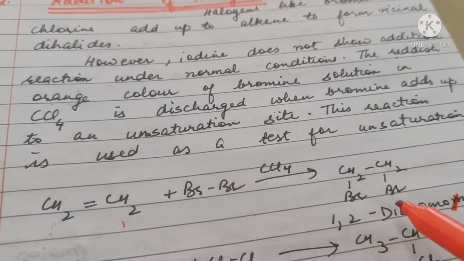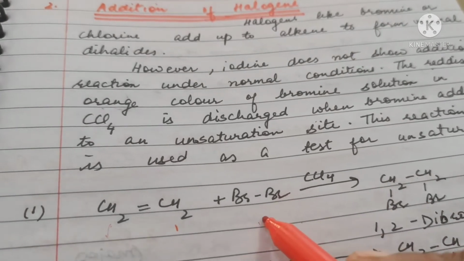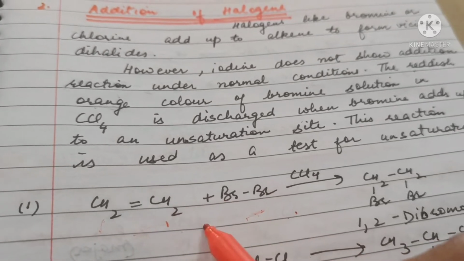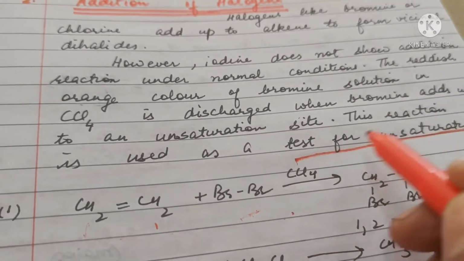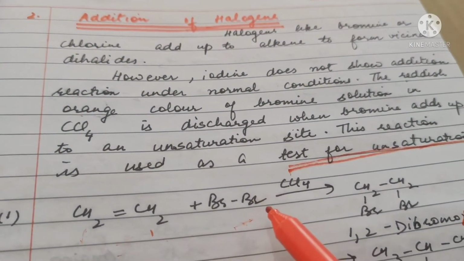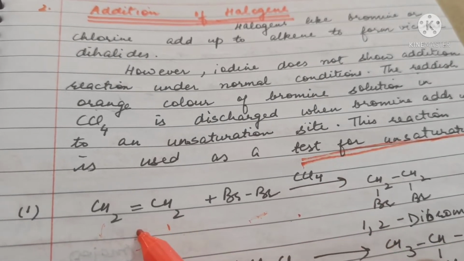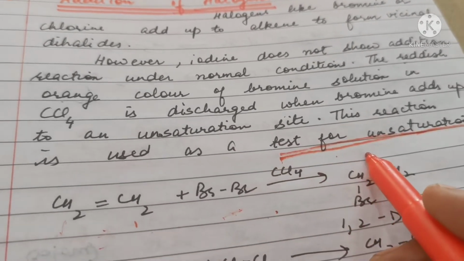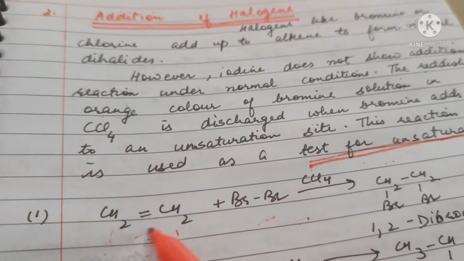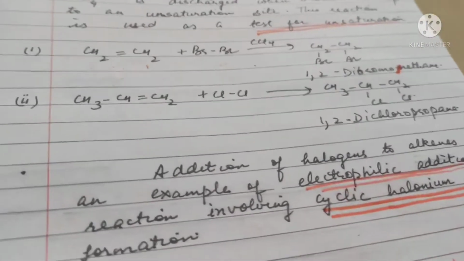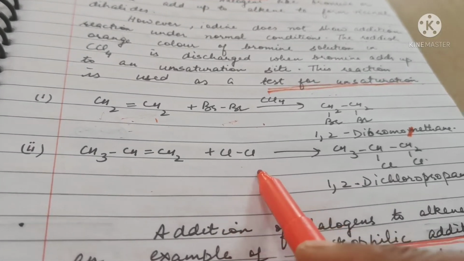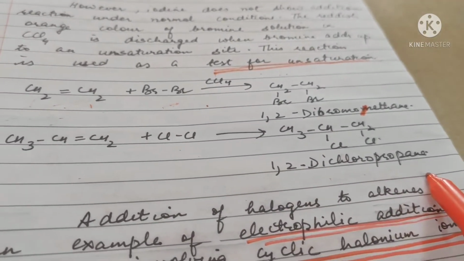1,2-dibromoethane, or vicinal dihalide. Because the reddish brown color of bromine is discharged, this reaction is also used as a test for unsaturation. If on adding bromine dissolved in CCl4 to a compound, the color gets discharged and becomes colorless from reddish brown, then that means an alkene or unsaturated compound is present. Similarly, propene when it reacts with chlorine will form 1,2-dichloropropane.